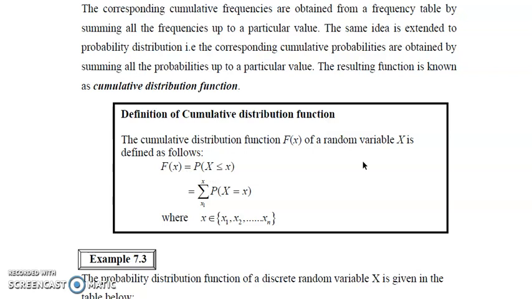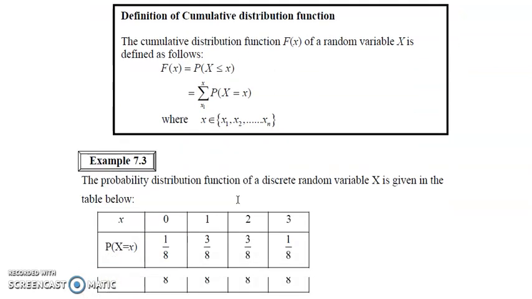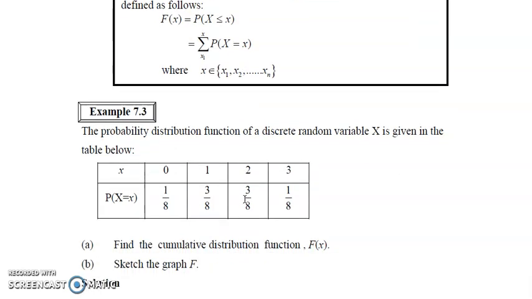The PDF, we are going to represent as a small letter f. As for the CDF, we are going to represent it as a capital letter F of x, which is the probability that X is less than or equal to x, which is a summation, an easy way to say it. So don't worry, we're going to proceed to example 7.3 here. I already have a solution, don't worry.